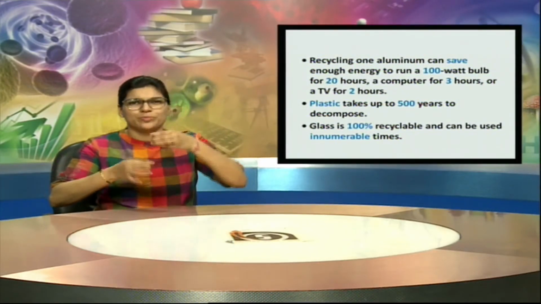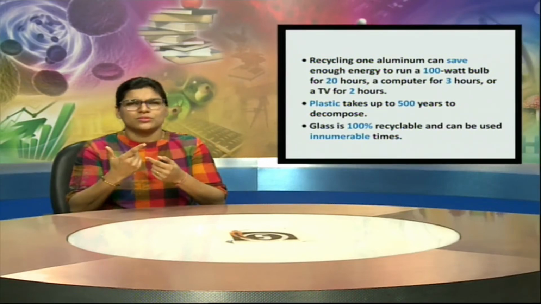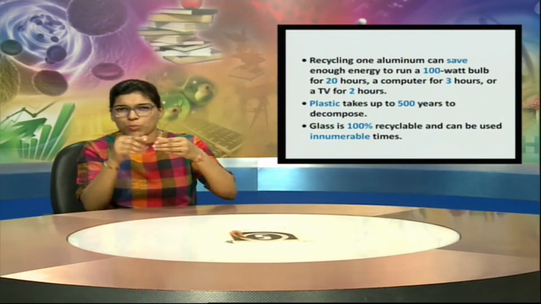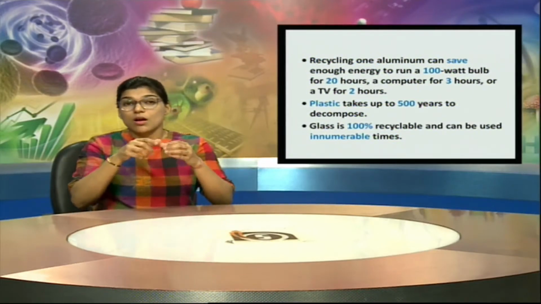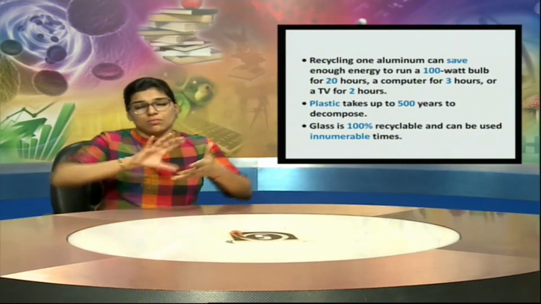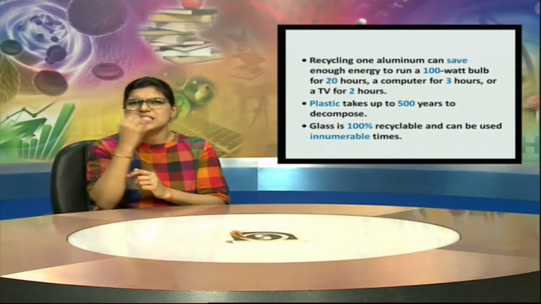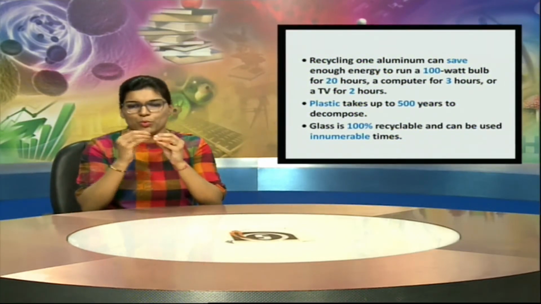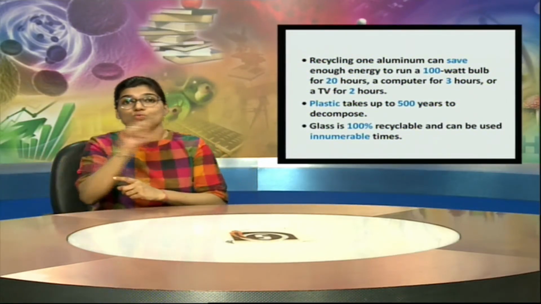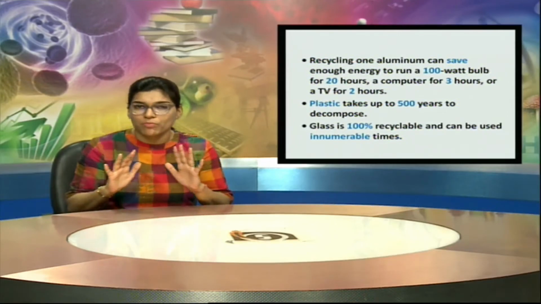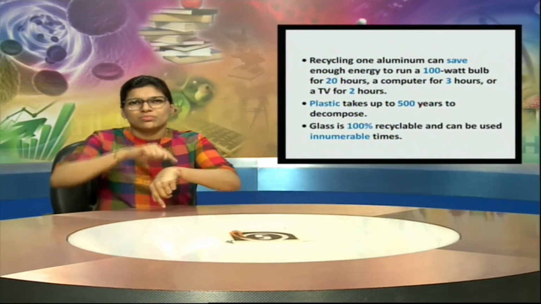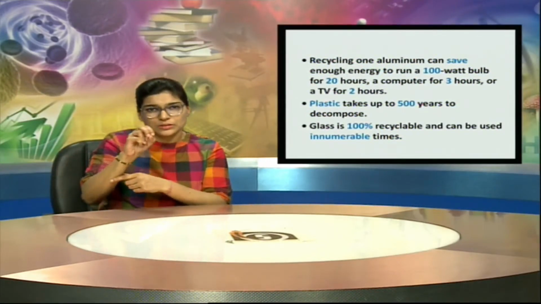Now, this is another fact. You all know that sometimes you drink cold drinks. There are different cans, different drinks which come in a can. After drinking that cold drink, we throw this can. So, if we recycle 1 aluminum can, it can save enough energy to run a 100-watt bulb for 20 hours.